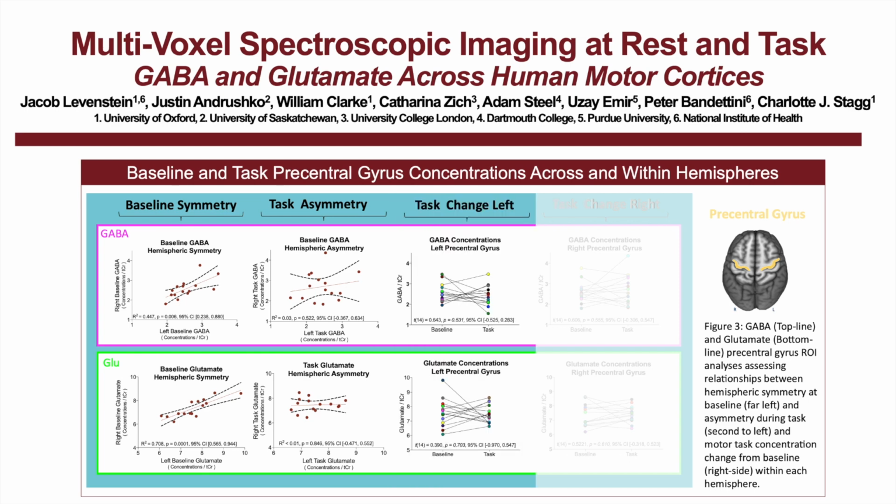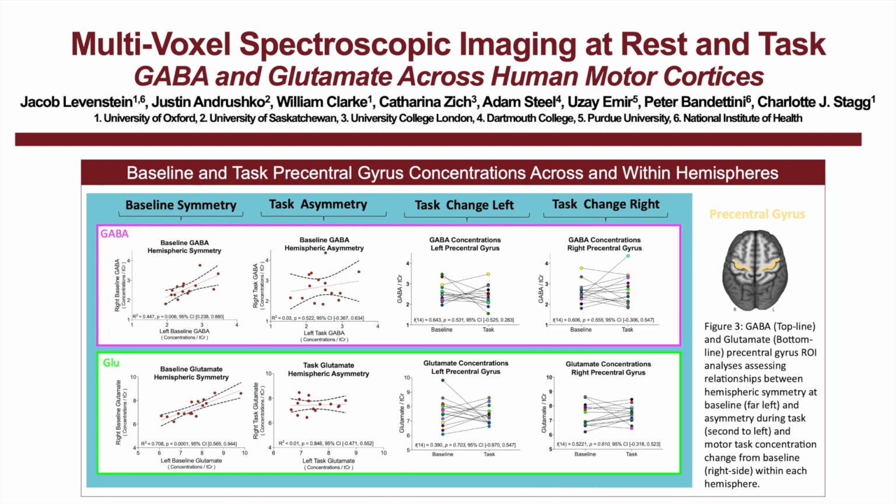The next question we wanted to ask is whether or not we observed changes in the left hemisphere from baseline to task. And for both GABA and glutamate, unfortunately, we do not see a consistent pattern of increases or decreases within our precentral gyrus left. This is also true when we observe in the right precentral gyrus. Again, we do not see any difference across participants where they're consistently changing in one direction or the other.